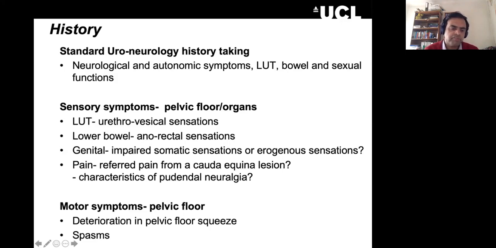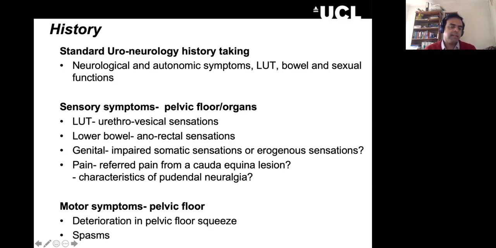Now, motor symptoms is not a lot that we can ask. A deterioration of pelvic floor squeeze, I think amongst men is very difficult to actually elicit because men are generally not aware of their pelvic floor muscles, whereas women, particularly women who've had children, know their pelvic floor muscles well, and they can actually often volunteer a history that their pelvic floor muscle squeeze has deteriorated over time.